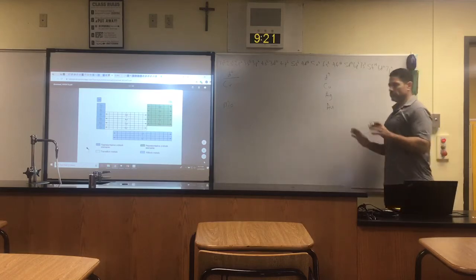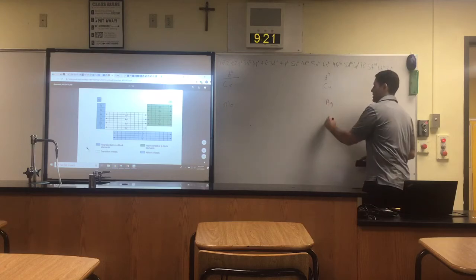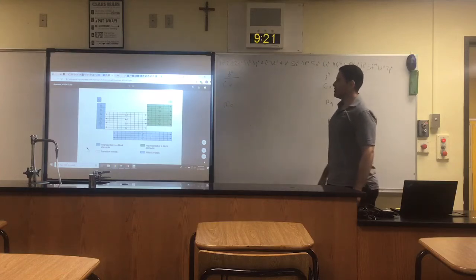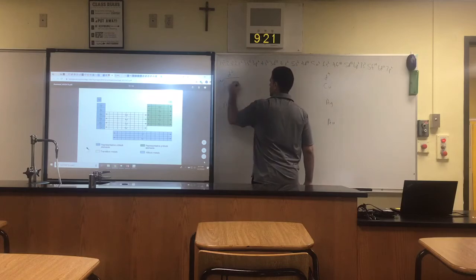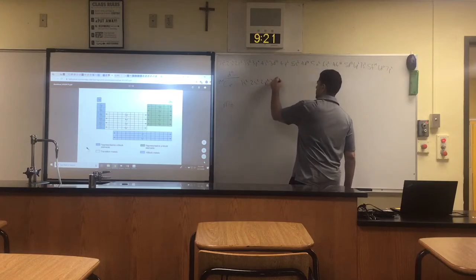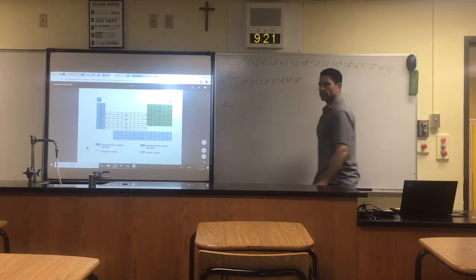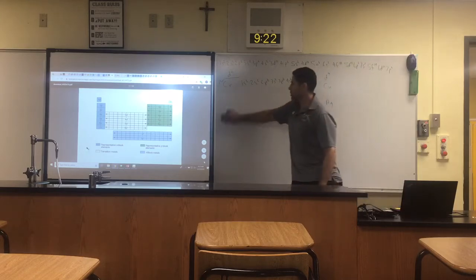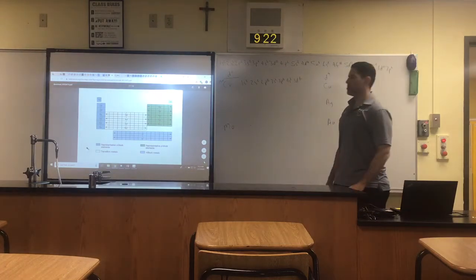Okay? Now, let me explain to you why they're exceptions. Let me give myself a little space here. Okay. Let's start with chromium. Chromium is number 24. So it's 1s2, 2s2, 2p6, 3s2, 3p6, 4s2, 3d4. Okay? Now, since we just learned how to do the shortcut, let me put molybdenum down here.